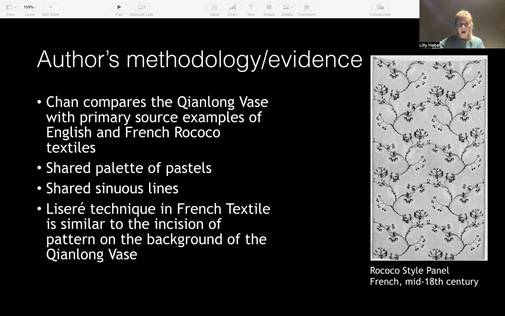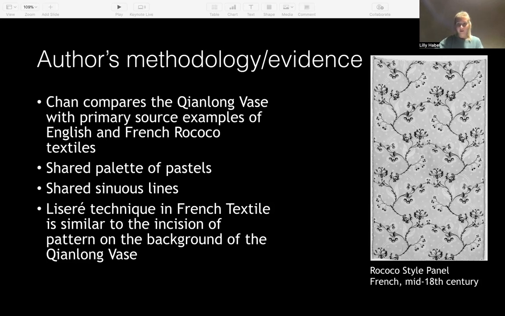Okay, so Chan's methodology and evidence mainly focuses on comparing the Qianlong vase that you just saw to two Rococo style textiles from France and England. In order to support her argument, she compares these two textiles to the vase. Although I could not find a quality photograph of the textile that she used in her article, I could find this black and white photograph of the French textile panel. Although you cannot see the color, you can still tell the main design of the textile.